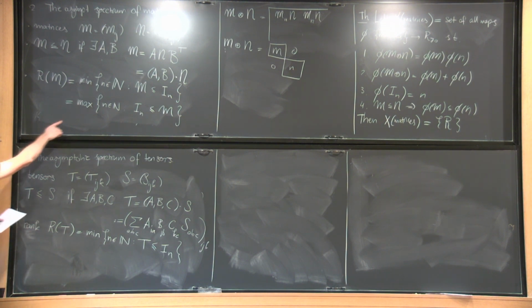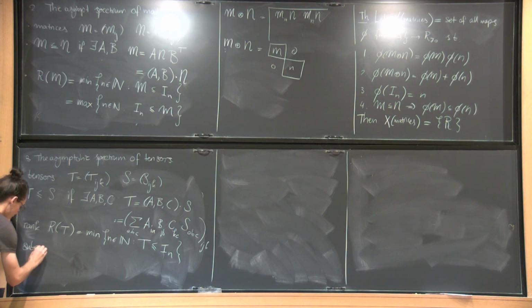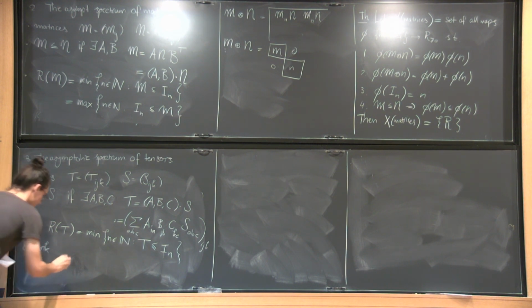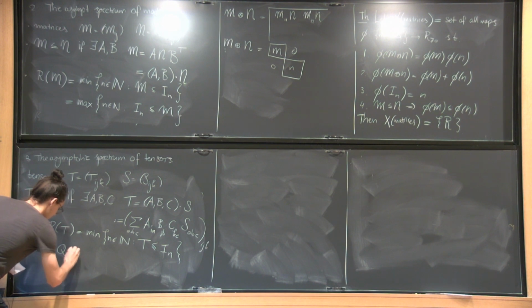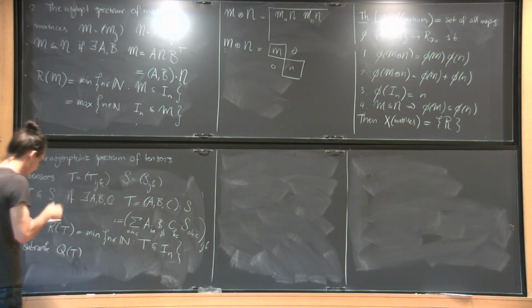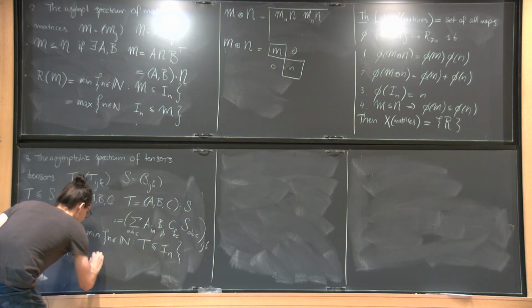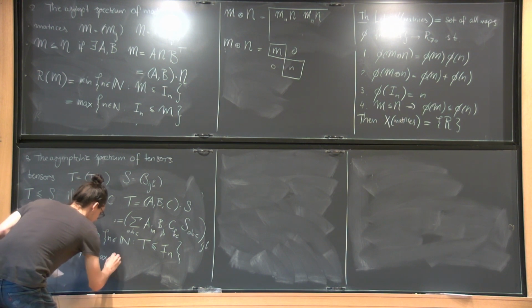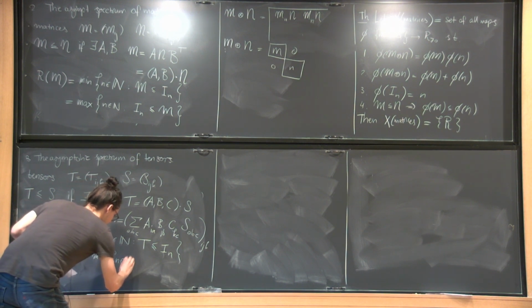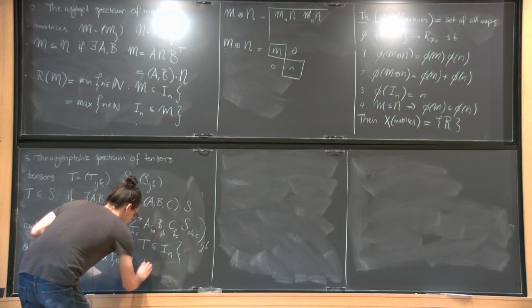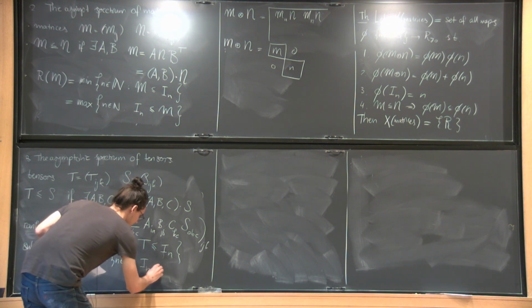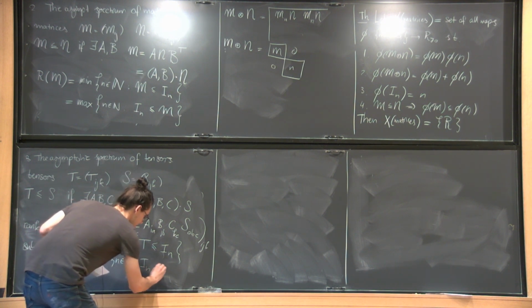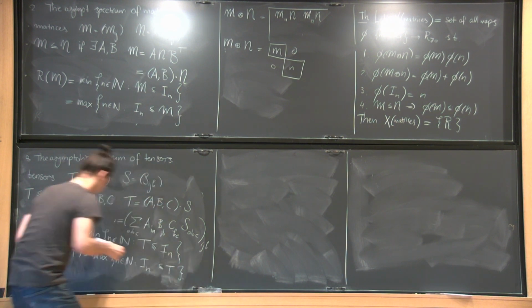What happens if we take the other definition and apply it to tensors? It turns out you get something entirely different. So this is called the subrank of a tensor. It's denoted by Q of T. And it's this maximum over n, such that the n by n by n identity tensor is smaller than T.